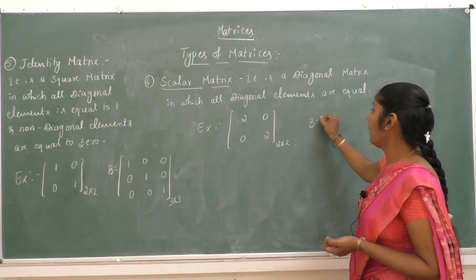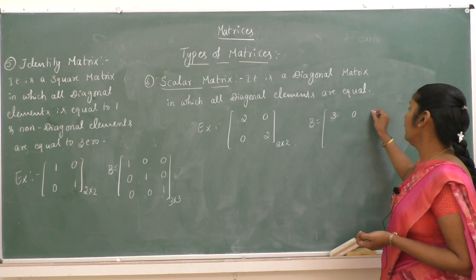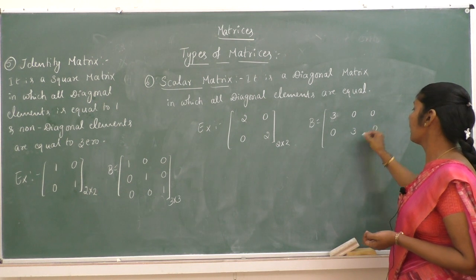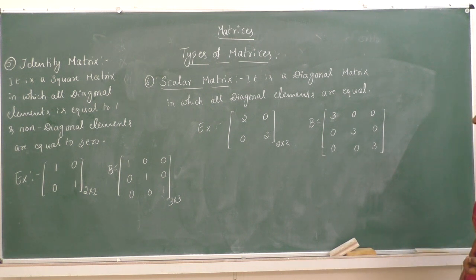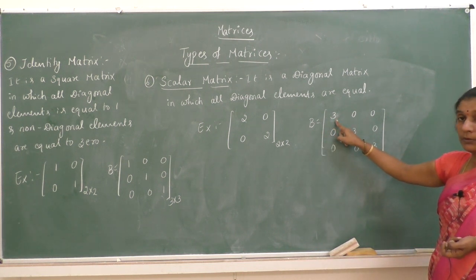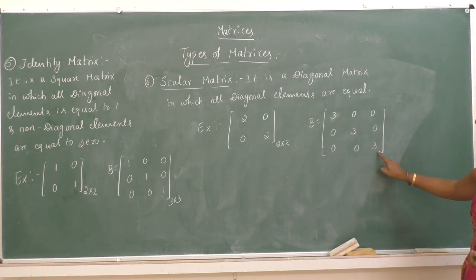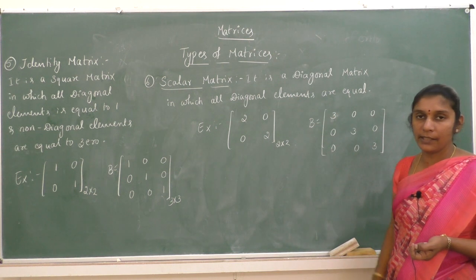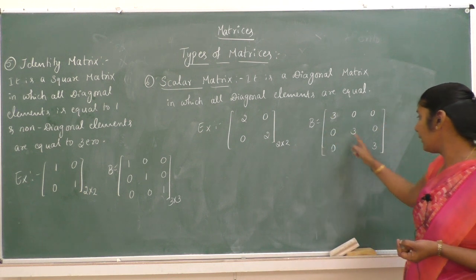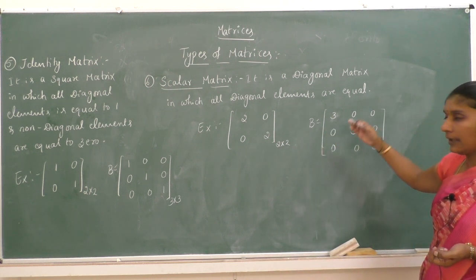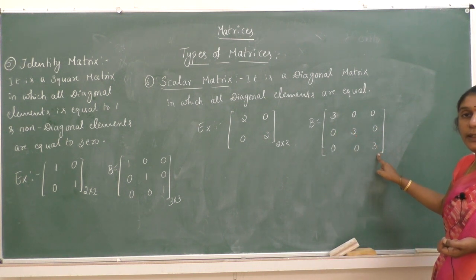Next, another example for a scalar matrix: instead of 2, take some other number, say 3. Capital B is equal to [3, 0, 0; 0, 3, 0; 0, 0, 3], which is called a scalar matrix. A scalar matrix must be a diagonal matrix. The non-diagonal elements must be 0, and the diagonal elements must all be equal.